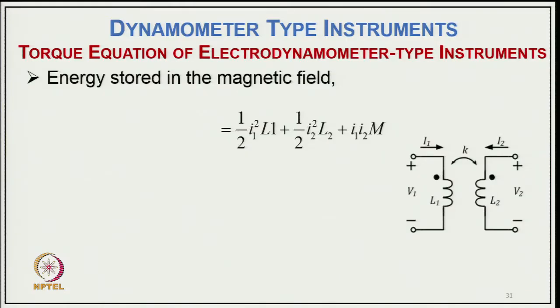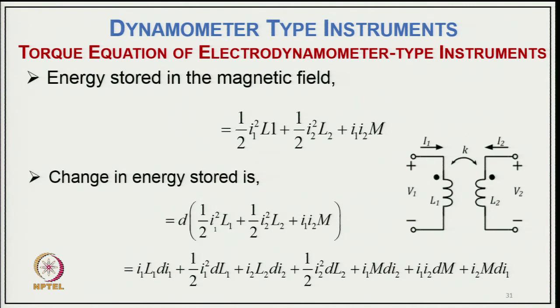Now, the energy stored in the magnetic field equals half I1² L1 plus half I2² L2 plus I1 I2 M. The change in the energy stored will be the derivative of this energy, that is, I1 L1 dI1 + half I1² dL1 + I2 L2 dI2 + half I2² dL2 + I1 M dI2 + I1 I2 dM + I2 M dI1.